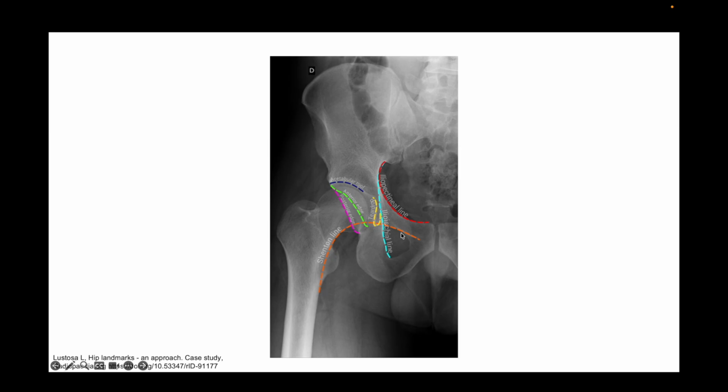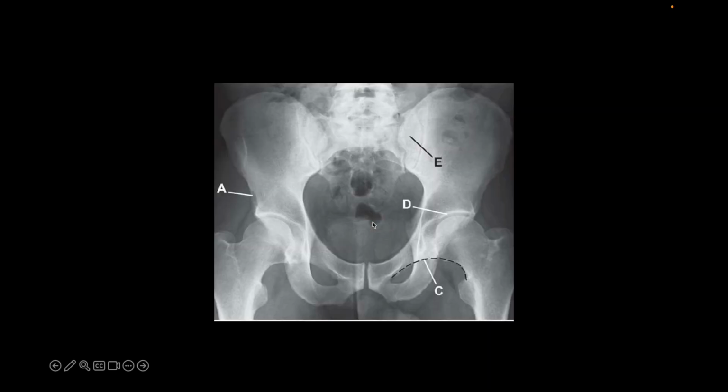You've then got Shenton's line, which can be broken when people have neck or femur fractures. You then have the acetabular roof, the anterior and posterior edges of the acetabulum. I don't think they're going to test you on that. And then there's a little line here called the teardrop. I don't think they'll ask you what this, or that. Let's go through some cases now.